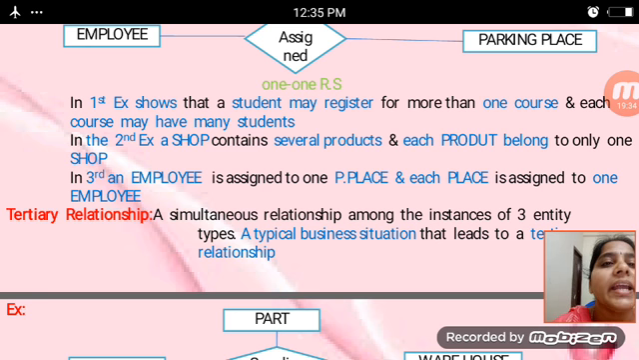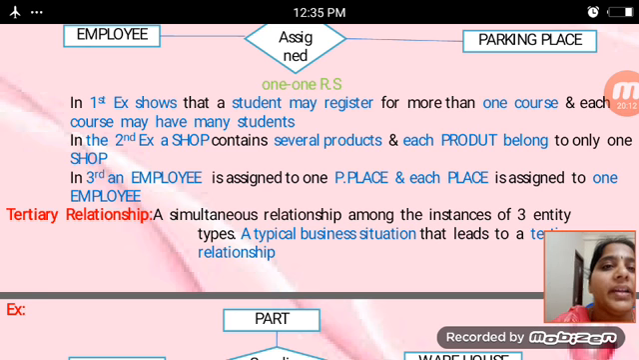In the second example, a shop contains several products and each product belongs to only one shop. Each product has only one shop. A shop contains several products, but every product belongs to one shop. And then the third example: an employee is assigned one parking place and each place is assigned to one employee.